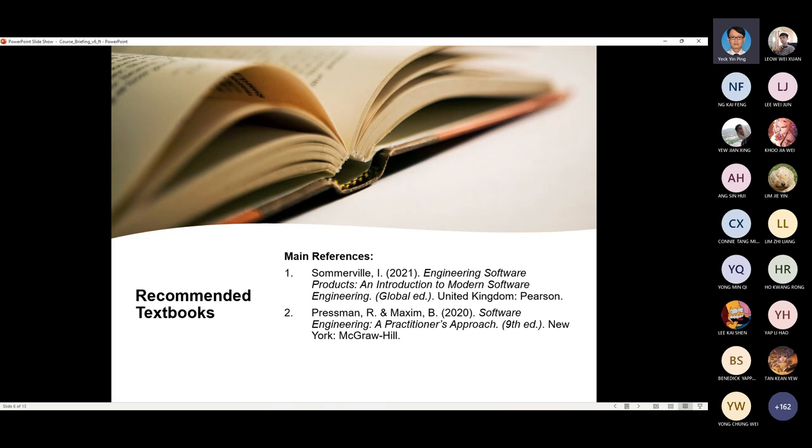This is the textbook that I'm going to use, the first one and then the second one. Both textbooks will be used to cover the 11 lectures for the entire course.